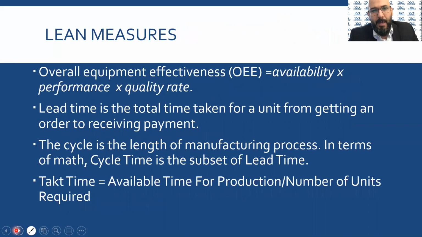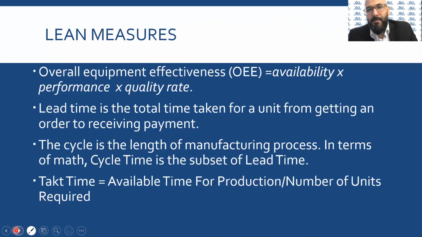Something that we use for total productive maintenance is the overall equipment effectiveness, the OEE. This is really important. There are a few questions on the exam. OEE can be calculated by multiplying the availability of the machine times the performance times the quality rate.